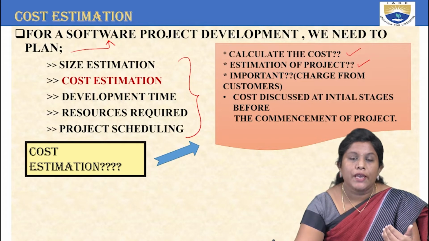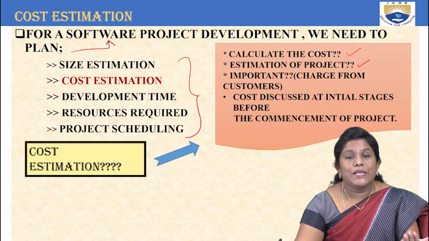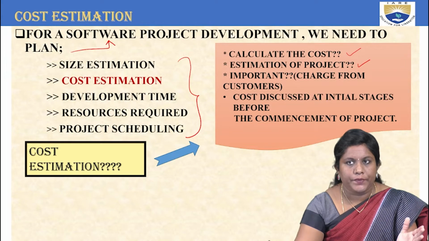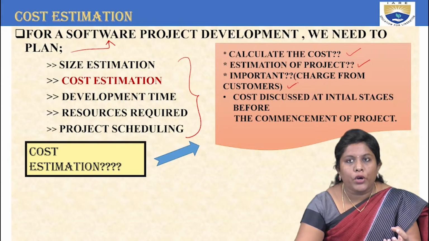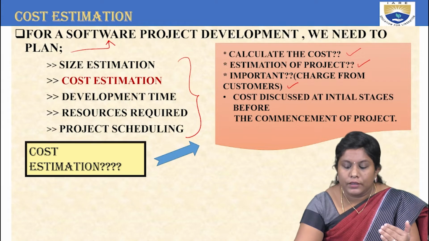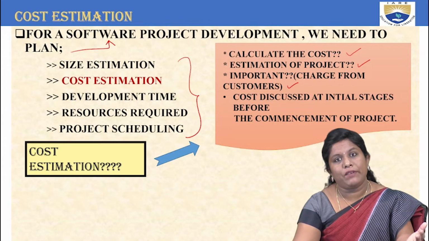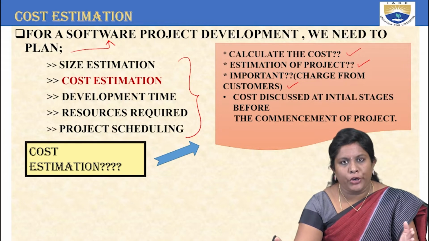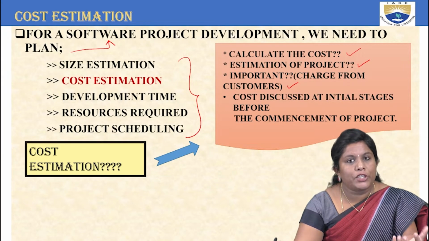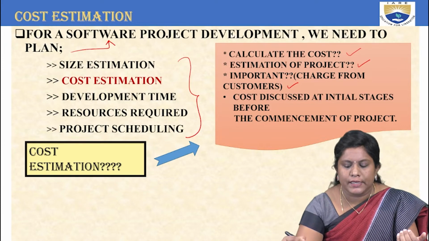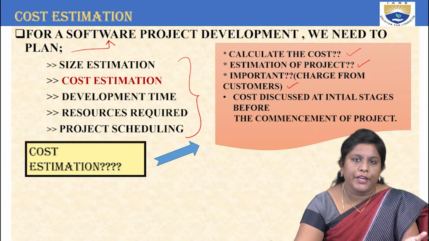So cost estimation will tell us how to calculate the cost, and then the estimation of the project, and how important it is. That is from the point of view of the customers, and how much you can charge them. If they are telling the developer to develop in 6 modules, and it's taking too much time, where more resources are required, then you can increase the cost. That is, the cost estimation increases. That is nothing but the charge from the customers, that is the end users.